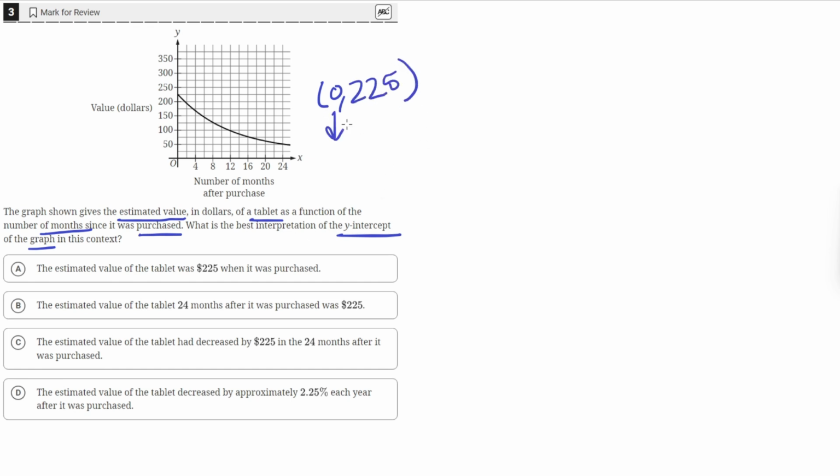So what this means is that 0 months after the purchase of the tablet, the value is $225. So what this means is that when the tablet was first purchased, its value was $225, since this is the value after 0 months, so right when it was purchased. So it says the estimated value of the tablet was $225 when it was purchased, which is the correct answer.